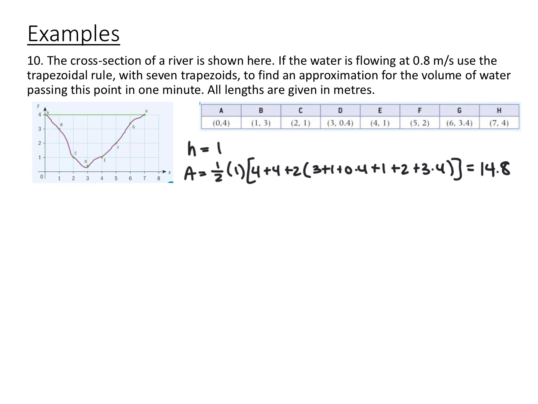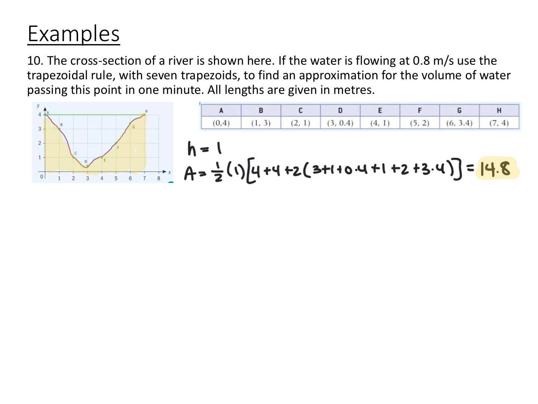So the height of each trapezoid is going to be 1 because the distance between each of our x's is 1. That's the width, which is really the height of our trapezoid. So I have 1/2 times the height, which was 1, and then the first and the last y-coordinates by themselves, because they only show up in one trapezoid each, plus 2 times all of the middle y-coordinates, because they'll show up in 2 different trapezoids. So the area under the curve is 14.8.